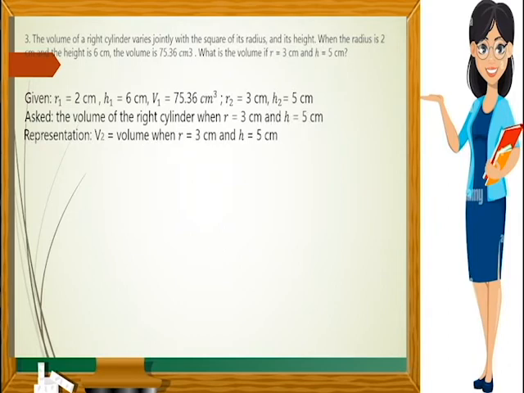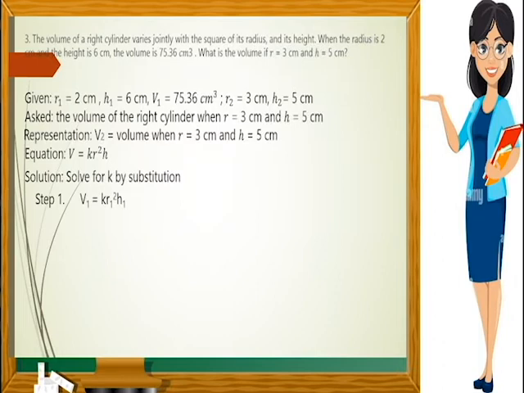Volume, second volume, that is V sub 2, is the volume when R is equal to 3 centimeters and H is equal to 5 centimeters. So for the equation, we have volume is equivalent to K R sub 2 and H. For the solution, solve for K by substitution. So we have now V sub 1 is equivalent to K R sub 1 raised to the second power H sub 1.